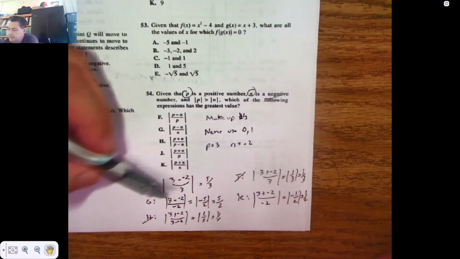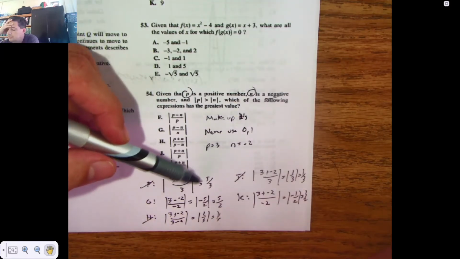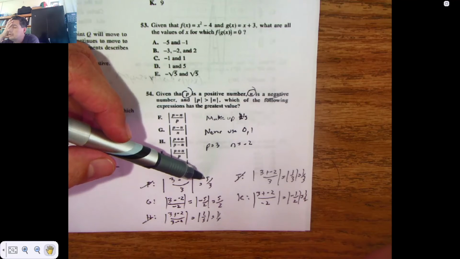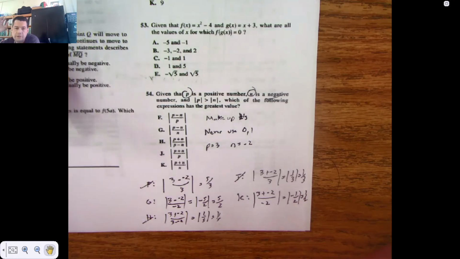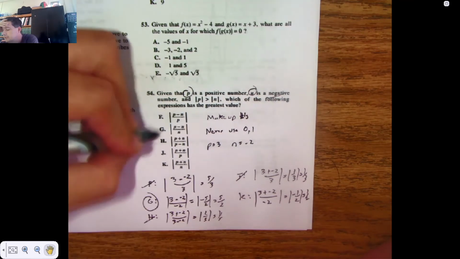Now, I really mean this because 80% of the population would say that 5/3 is bigger than 5/2. It's not. If you're an honors kid, college bound, you need to sit there and figure out why 5/2 is bigger than 5/3. So choice G.